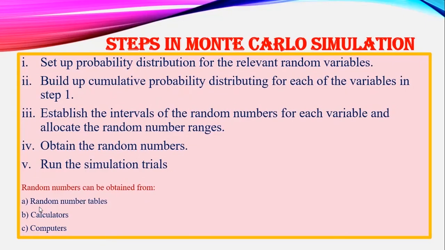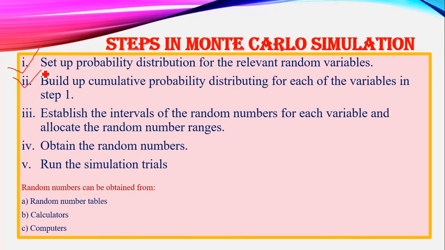There are various steps when it comes to Monte Carlo simulation. Step number 1, set up probability distribution for the relevant random numbers. So the first thing, you need to calculate the probabilities. We are going to see that in an illustration.